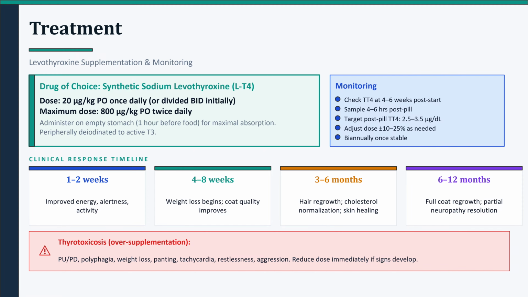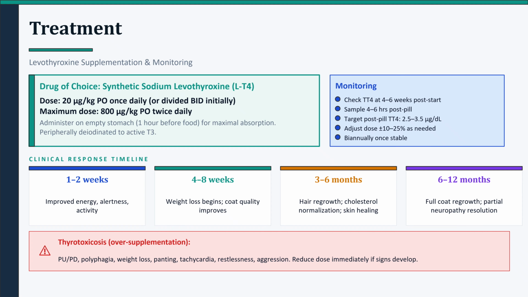What's the clinical response timeline? Within 1 to 3 weeks, owners notice improved energy and alertness. By 4 to 8 weeks, weight loss begins and coat quality starts improving. At 3 to 6 months, hair growth begins again. Cholesterol normalizes and the skin starts healing. Full coat regrowth and partial resolution of neuropathy can take 6 to 12 months.